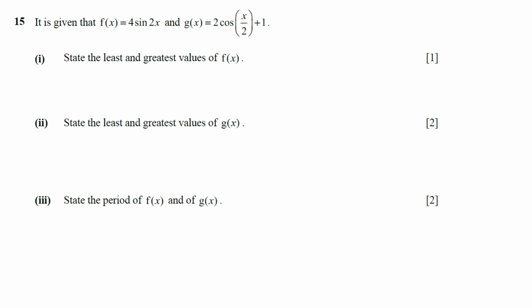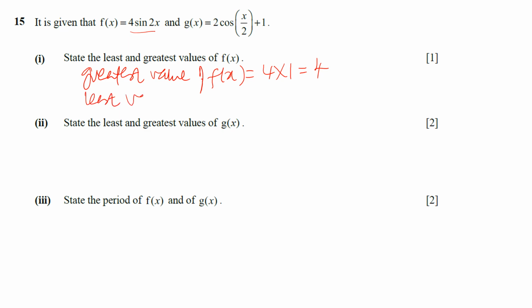Alright, this one should be easy. Find the least and greatest value of f(x). Your f(x) is 4 sine 2x. So the greatest value of f(x) will be just 4 times 1, because the greatest value of sine 2x is 1, so that will be 4. And the least value of f(x) will be 4 times negative 1, negative 4.